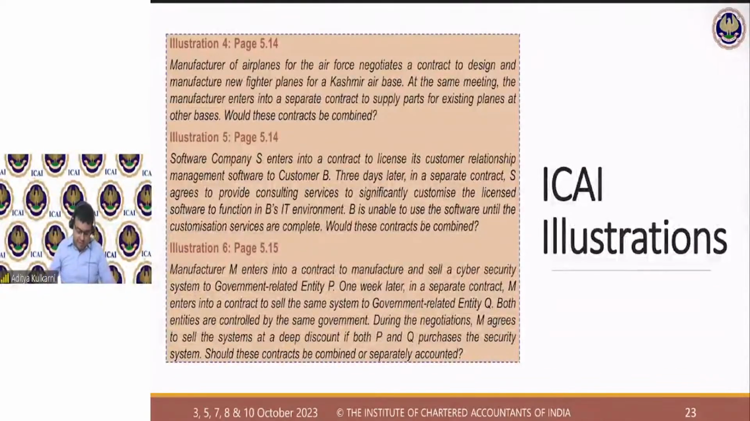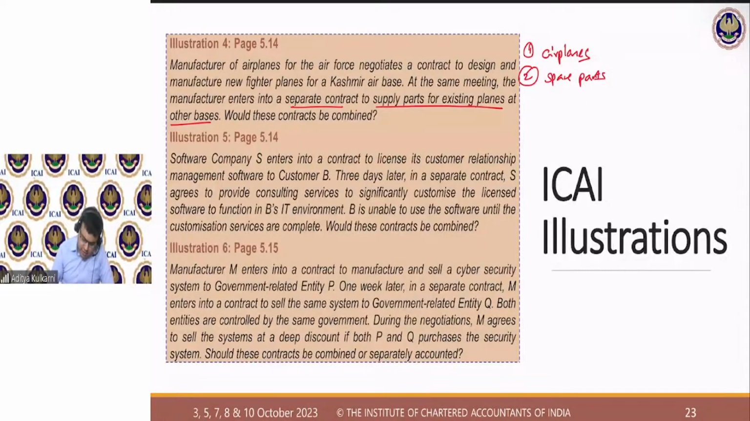We have a couple of examples in this regard. So we just go through those examples. A manufacturer of airplanes for the Air Force negotiates a contract to design and manufacture new fighter planes for a Kashmir airbase. So first contract is supplying of airplanes. And at the same meeting, the manufacturer enters into a separate contract to supply parts for existing planes. So the next one is spare parts, to supply parts for existing planes at other bases.